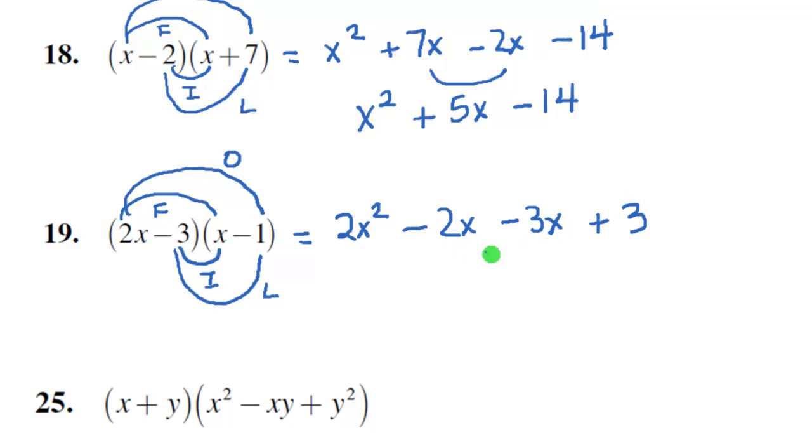Add the two middle terms, which are the like terms here. So 2x squared, negative 2 and a negative 3 is negative 5x, and then plus 3. So 2x squared minus 5x plus 3. All right, let's go to the next one.